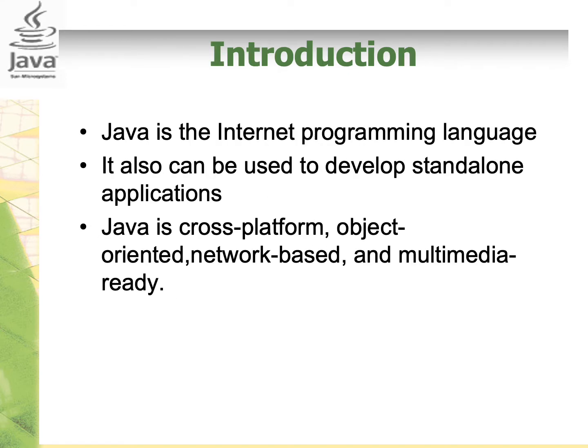Java is the internet programming language. It also can be used to develop standalone applications. So what does it mean by standalone application? It means that the program can be executed independently, either as the user interface UI or on the JVM console. Any Java class with the main method can be considered a mini standalone Java application.